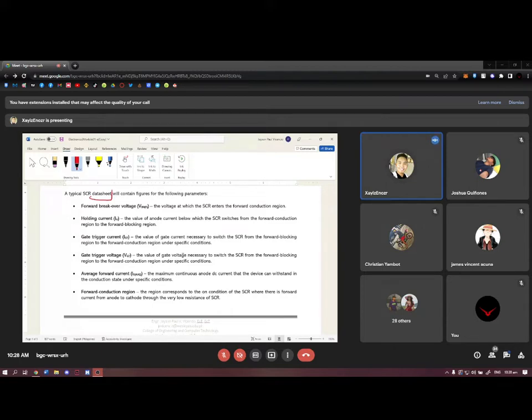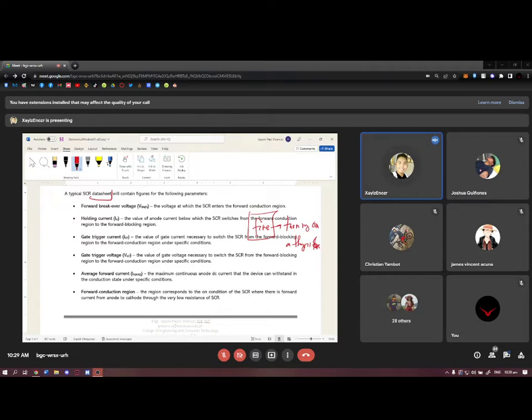Okay? Next, we have the gate trigger current. It is the value of gate current necessary to switch the SCR from forward blocking region to the forward conduction region under specific conditions. Yung gate trigger current naman, ito yung current dun sa ating gate terminal na makakapag-on or makakapag-fire sa SCR. So, kung napapansin nyo, lagi kong binabanggit yung fire. Yung fire kasi, ito yung term for turning on a thyristor. Kung sinabi mong pinire mo yung thyristor, ibig sabihin, tinurn on mo siya.